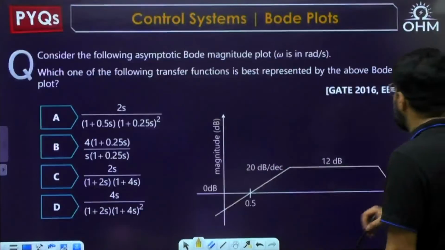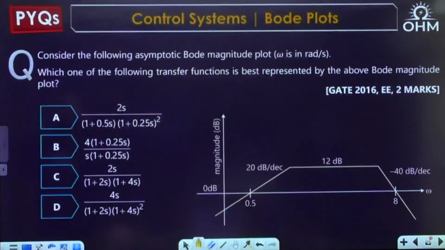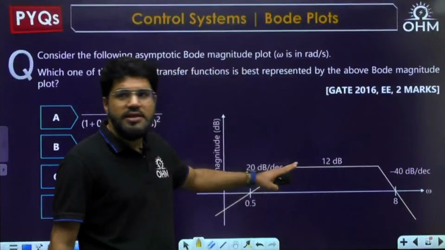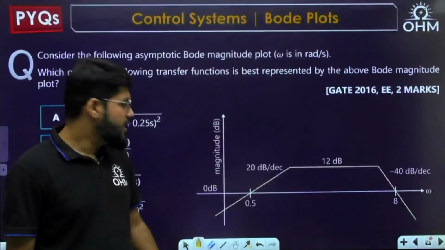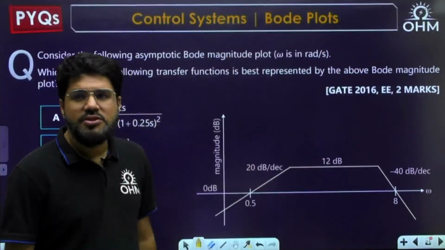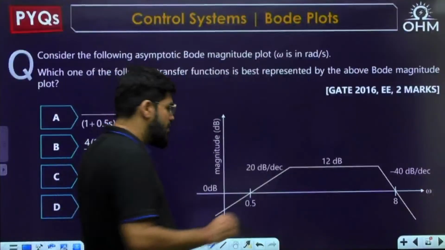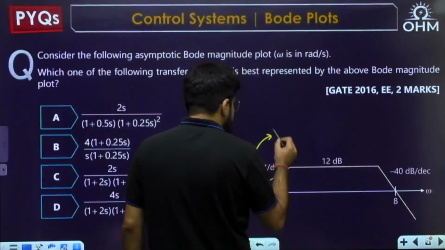Come to this question. GATE 16 2 mark question. Consider the following asymptotic Bode magnitude plot. Which one of the following transfer functions is best represented by the below Bode magnitude plot? Now look into the initial slope. How much is the initial slope? The initial slope here is plus 20, positive.